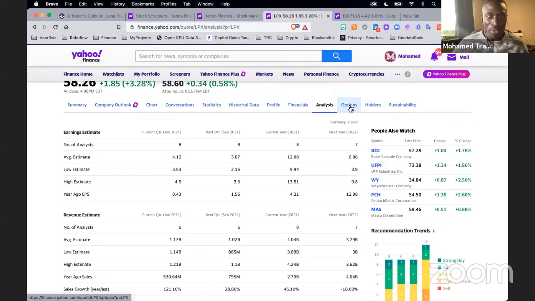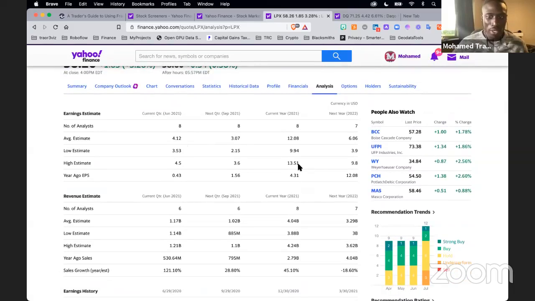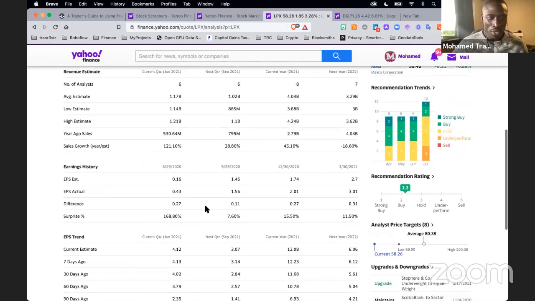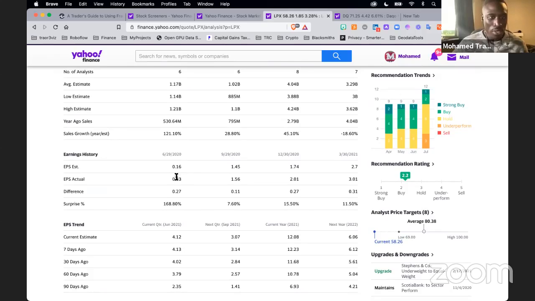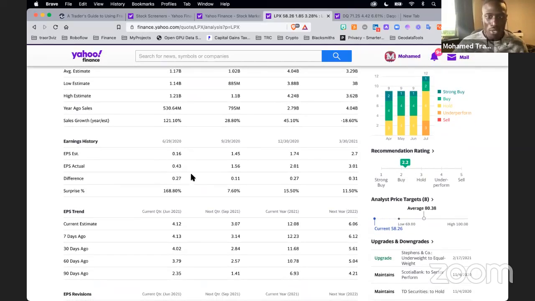I can look at some analysis as well: number of analysts, trend recommendations, kind of getting to see what they're thinking on the stock as well. EPS estimates, EPS actual, surprise percent, and difference.